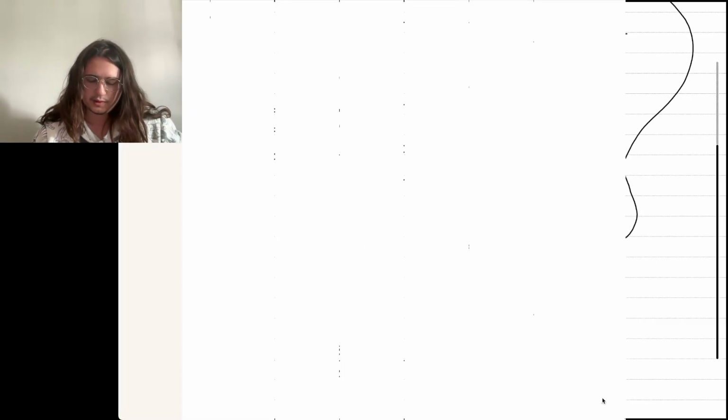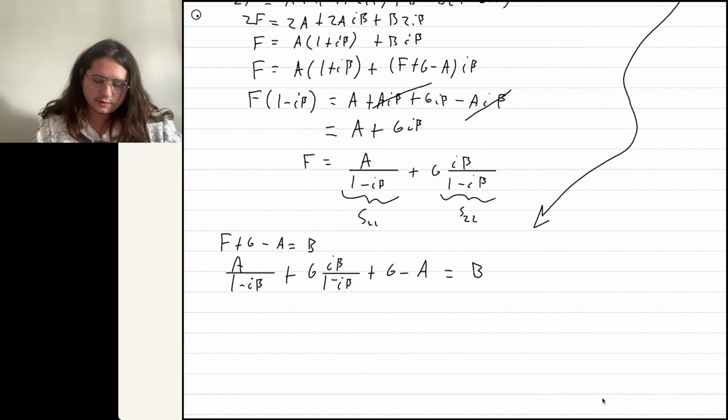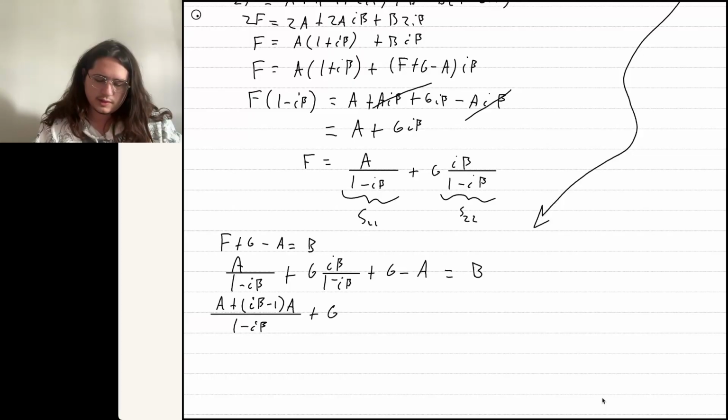We can add these together if we give everything the same denominator of 1 minus iβ. So this is going to be A plus, minus A times 1 minus β, so iβ minus 1 times A over 1 minus iβ. And then plus G iβ, and then plus G times 1 minus iβ. So plus 1 minus iβ there, and then 1 minus iβ here. That's going to be equal to B.